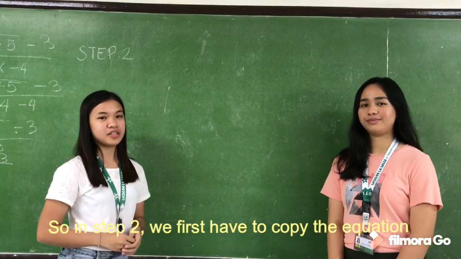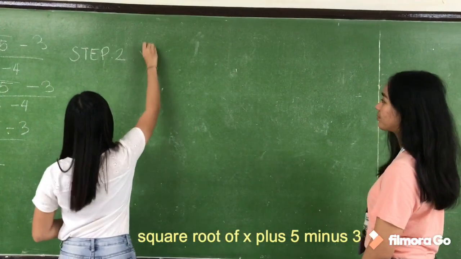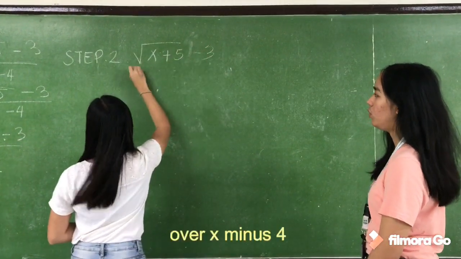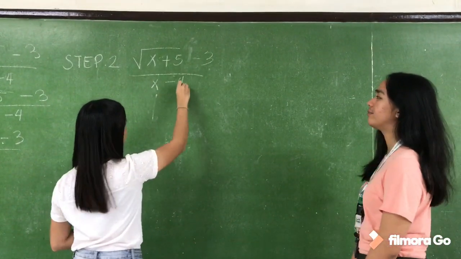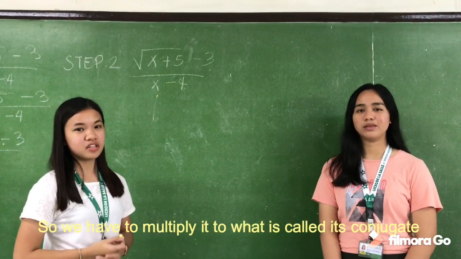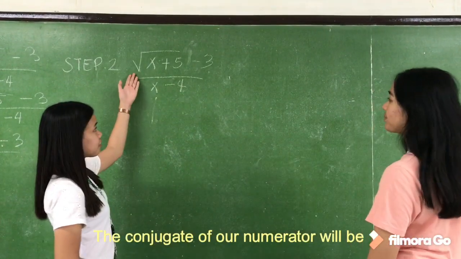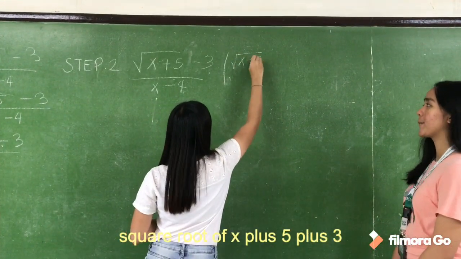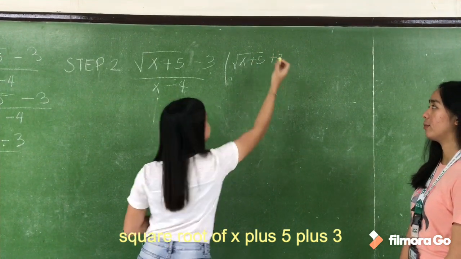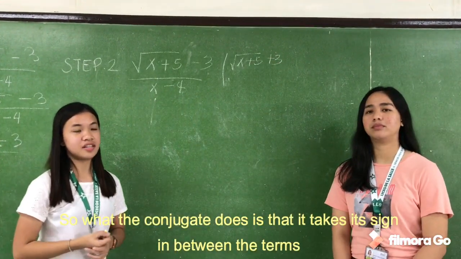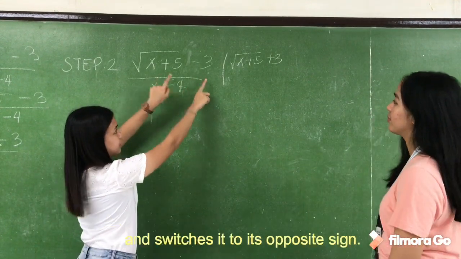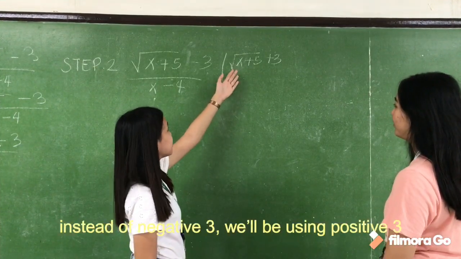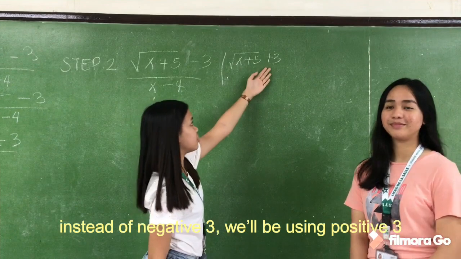So in step 2, we first have to copy the equation square root of x plus 5 minus 3 over x minus 4. So we have to multiply it by what is called its conjugate. So the conjugate of our numerator will be square root of x plus 5 plus 3. What the conjugate does is that it takes the sign in between the terms and switches it to its opposite sign. So the conjugate of our numerator, instead of negative 3, will use positive 3.